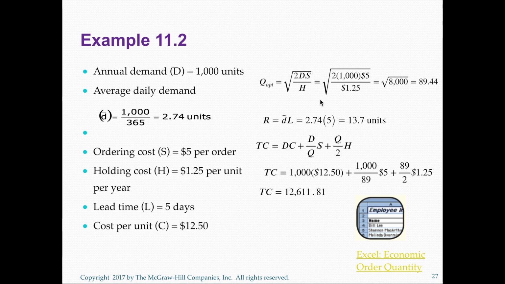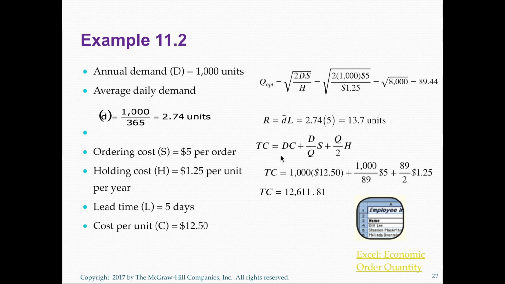Next, we will apply a straightforward formula to calculate the reorder point R. The formula for reorder point R is the average daily demand D bar times lead time. For this part, average daily demand is 1000 divided by 365 days, which is equal to 2.74 units, and lead time is 5 days. Substituting these values into the equation, 2.74 times 5, we get a result of 13.7. Therefore, rounding up, the reorder point is 14 units.